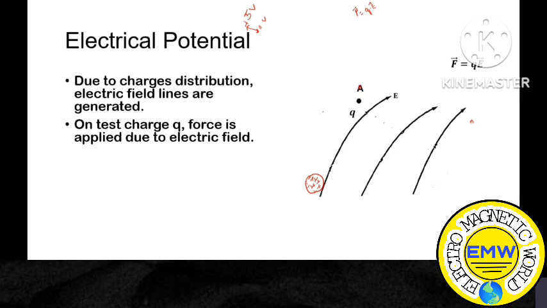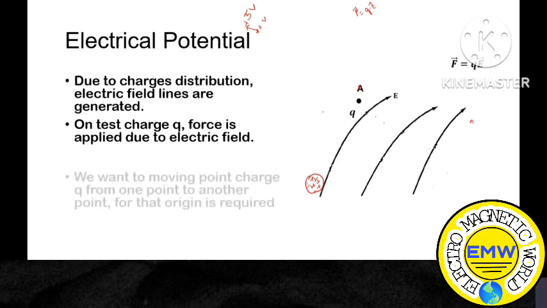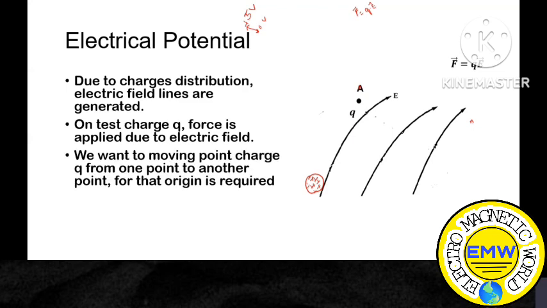Now we want to move a point charge from one point to another point. For that we always require an origin. To understand the concept, when we are moving the point from one point to another, some distance is covered, and to find the distance we first need to define the origin. The origin has a 0 0 0 position vector. So first we need to define the origin.